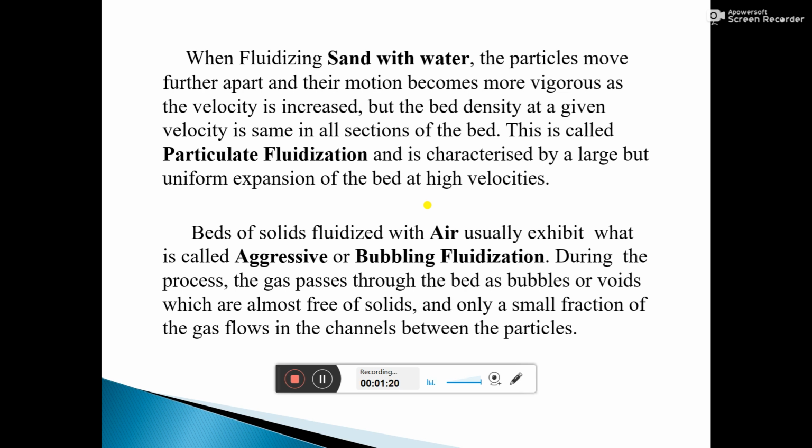Beds of solids fluidized with air usually exhibit what is called aggregative or bubbling fluidization. During the process, the gas passes through the bed as bubbles or voids, which are almost free of solids, and only a small fraction of the gas flows in the channels between the particles.